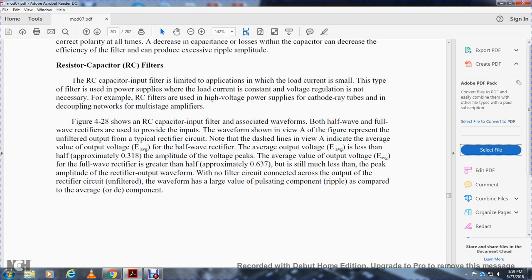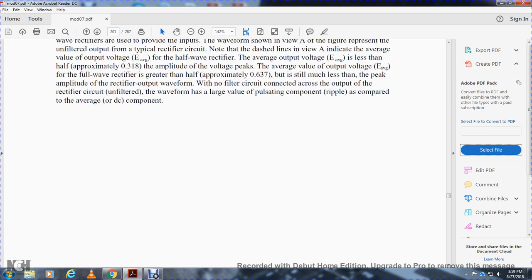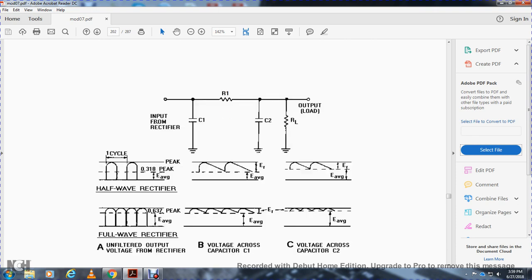There is no filter circuit connected across the output of the rectifier circuit. The unfiltered waveform has a large pulsating component compared with the average DC component. View A shows the unfiltered output voltage of the rectifier. The circuit shows the input rectifier, capacitor, resistor R1, capacitor C2, and the output load. For the half wave rectifier, one cycle, 0.318 of peak average. For the full wave rectifier, 0.637 of peak average. Voltage across the capacitor, average.